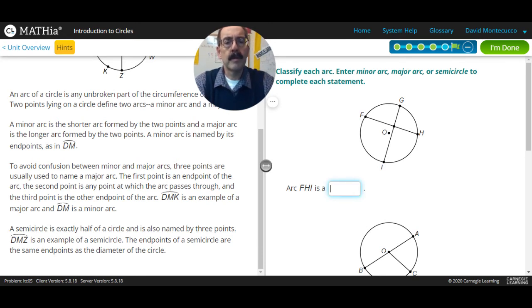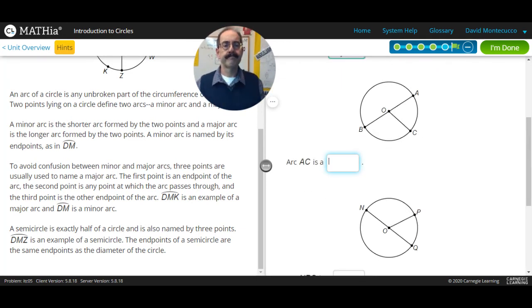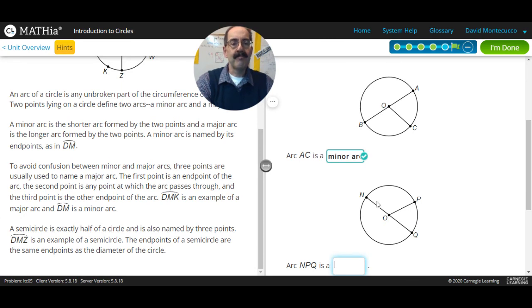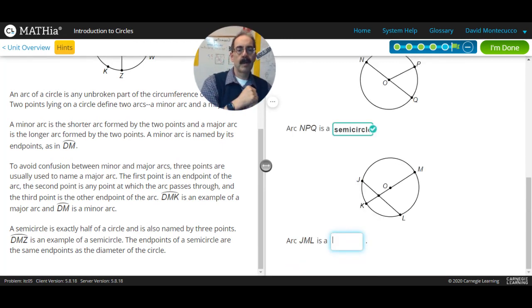How about small, lowercase, major arc? Okay, a C, minor arc. Okay, and NPQ. NPQ is half a circle, so semicircle. See if that's all one word. JML, major arc.